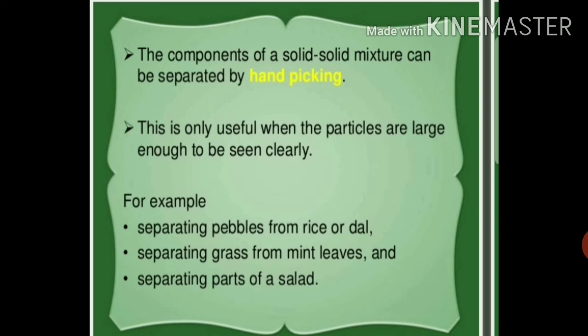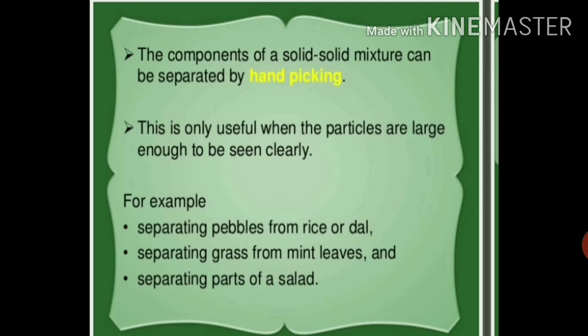So what is separation of solid from solid? It means a solid-solid mixture. It is obtained by mixing two or more solids. In a solid-solid mixture, all the components are in solid state. So the components of a solid-solid mixture can be separated by hand picking. Hand picking is the simplest method of separating unwanted material from the useful ones.